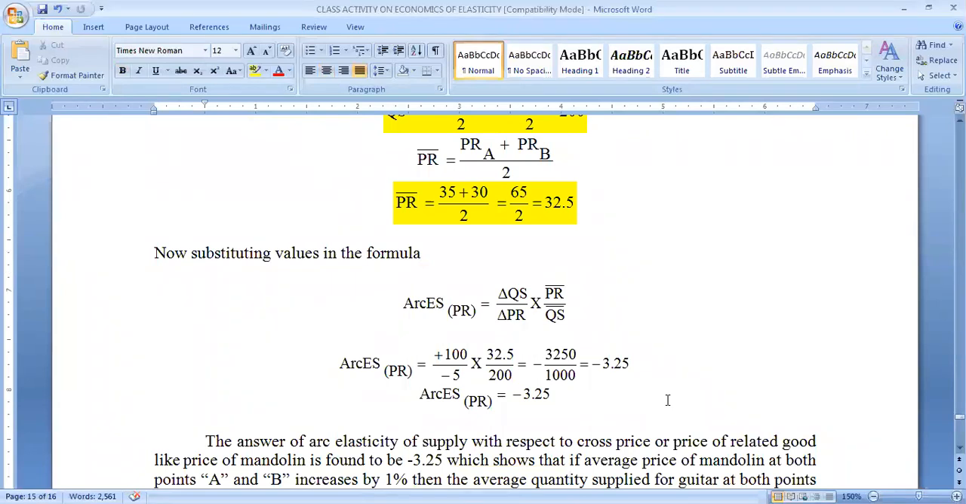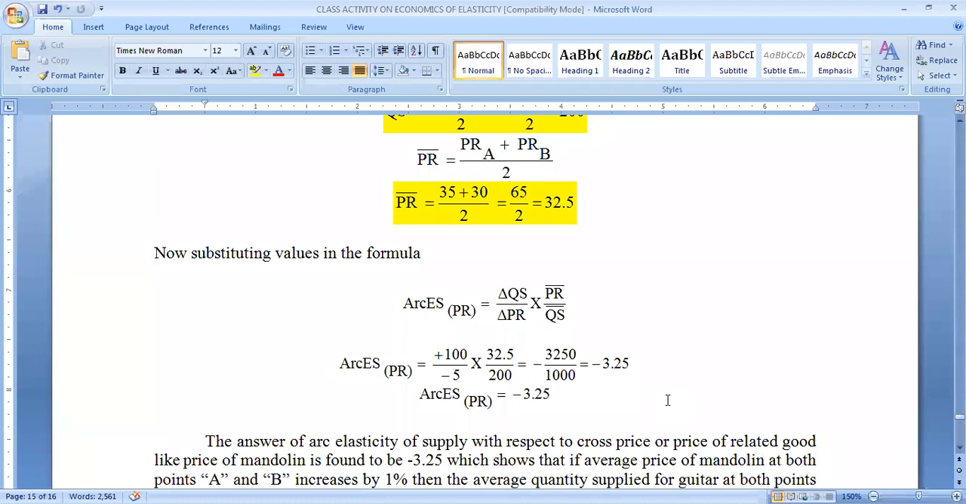In place of delta QS, we have replaced its value, which is 100. Delta P is given minus 5, multiplied by PR bar, we have found 32.5, while QS bar, we have found 200. So when you multiply 100 with 32.5, the answer should be 3250. And when you multiply 5 with 200, the answer should be 1000. So 3250 divided by 1000, the answer should be 3.25.